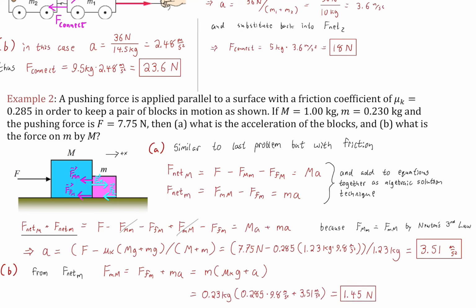All right, plug in my values, because little m is 230 grams, friction coefficient, gravity, and then the acceleration I solved for in part A, right? Because I needed that acceleration. All right, and there we go, 1.45 newtons. That's the force between the blocks, all right?